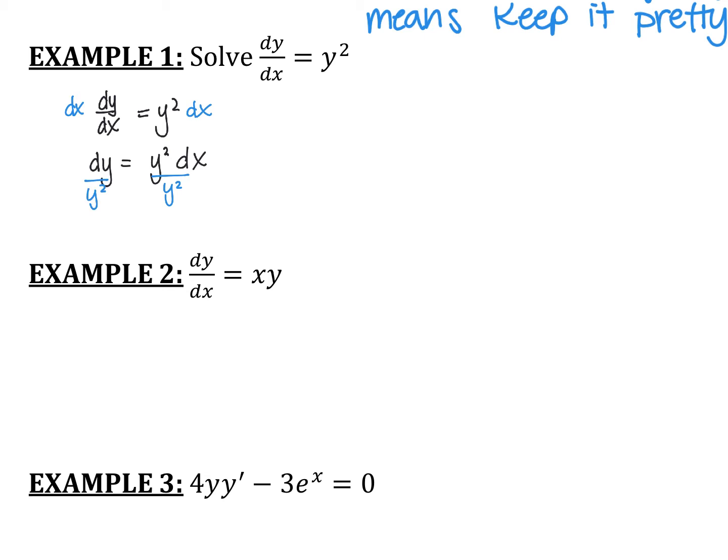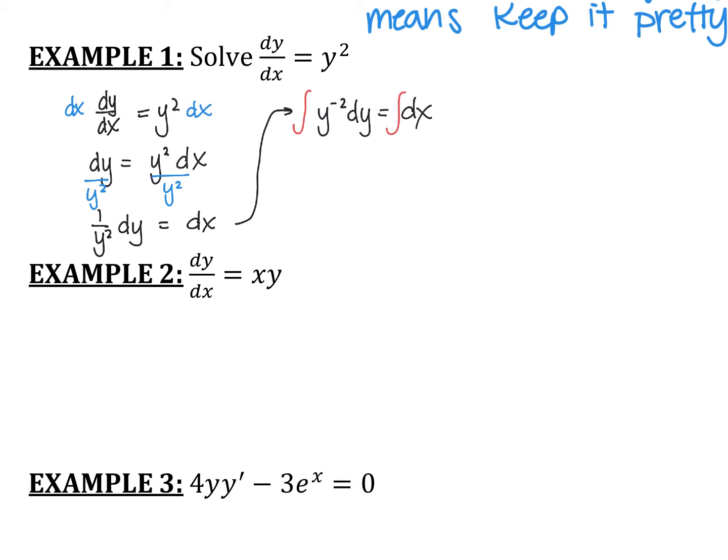Now, probably when I write this, I'm going to write this so that it's easier for me to integrate. And maybe even write it so it's y to the negative 2 dy equals dx. Notice now that I have all my y terms on one side, and all my x's on the other. You see it? And now I'm going to integrate. I'm going to integrate each side with respect to the variable of that side. So on this left-hand side, I'm going to integrate with respect to y. On the right-hand side, I'm going to integrate with respect to x.